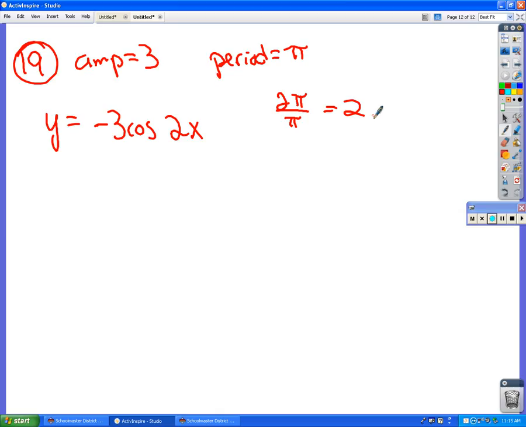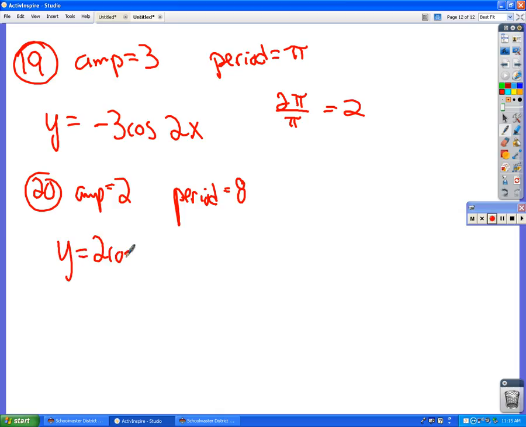Okay, so for number 20, Katie, how long does it take to complete one cycle? There's no pi's on that one. So 8. That means for number 20, the period is 8. And the amplitude is what? 2. Okay, and now this one starts at the top, so there's no trick. So it's y equals 2 cosine, and then again, 2 pi over 8 is not 4 pi. It reduces to pi over 4.